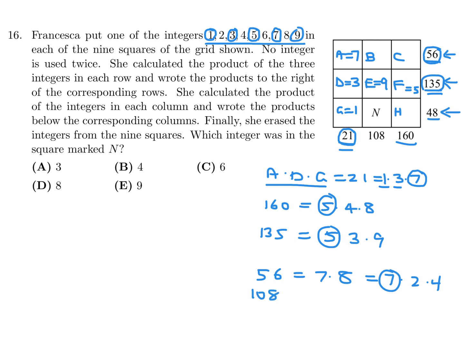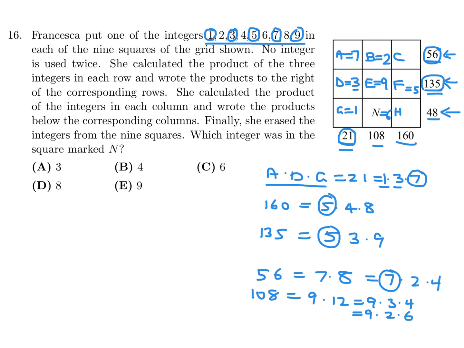108. The 108, we already have a 9 in there, so it's 9 times something, right? So 9 times 12, which would be 9 times 3 times 4, perhaps. But the problem is we can't, because the 3 has already been used. So the 9 times 12 could therefore be 9 times 2 times 6. That's good. So therefore, the 56 has a 2 and a 4. The 108 has a 2 and a 6. So the B has to therefore be the 2. And therefore, that means the N is the 6.